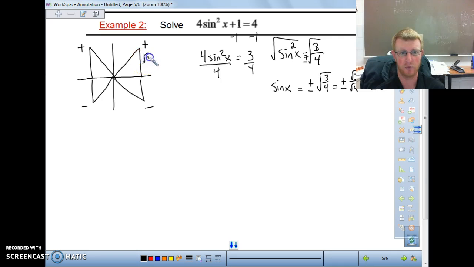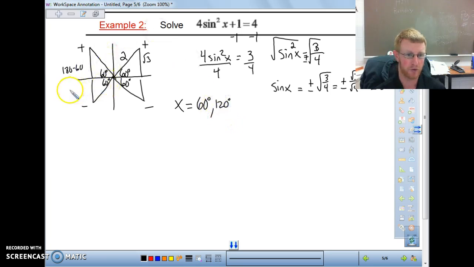So opposite is square root of 3. The hypotenuse is 2, and that will be the same for all of them. So what kind of angle do we get with an opposite of square root of 3? We get 60 degrees, in each of the four. So we just need to identify what each of those angles are. We know 60 degrees works in the first quadrant. A reference angle of 60 degrees in the second quadrant will be 180 minus 60, so that's 120 degrees. In the third quadrant, it'll be 180 plus 60, so that's 240 degrees. And in the last quadrant, it will be 360 minus 60, so that will be 300 degrees.